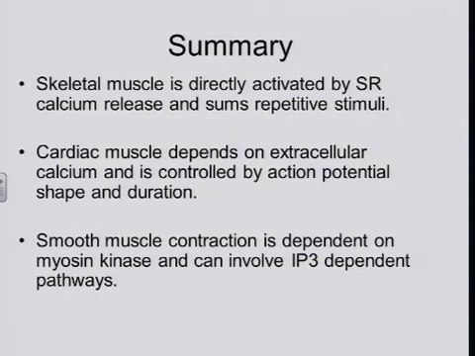So just to summarize, because I know you got to go to class now: skeletal muscle, SR calcium release, repetitive stimulation. Those are important things. Cardiac, extracellular calcium, action potential shape and duration. Smooth muscle, kinase and IP3. Those are the key and important differences.